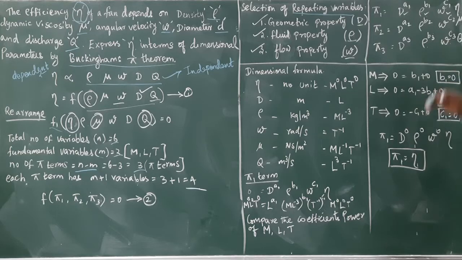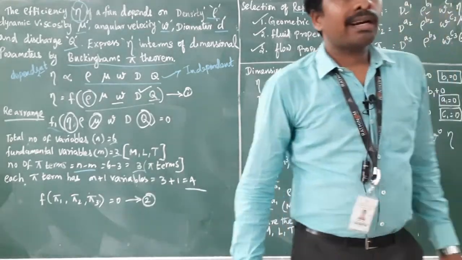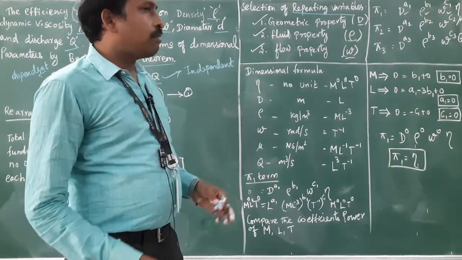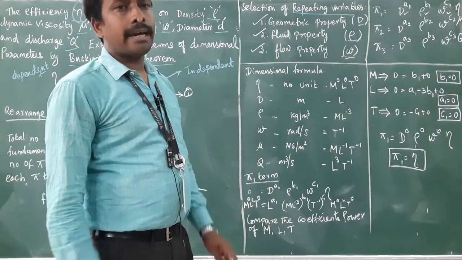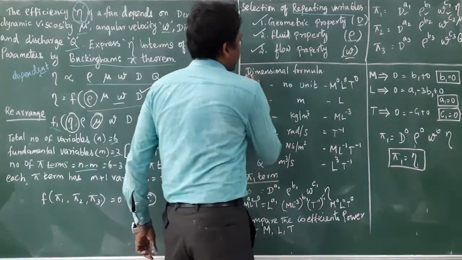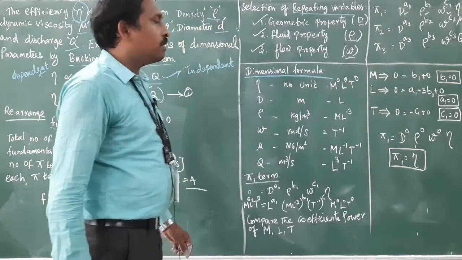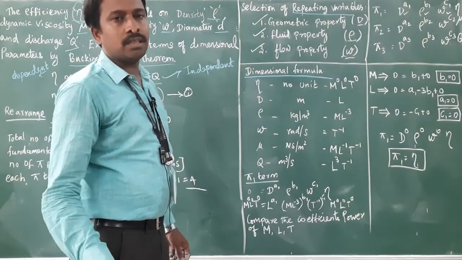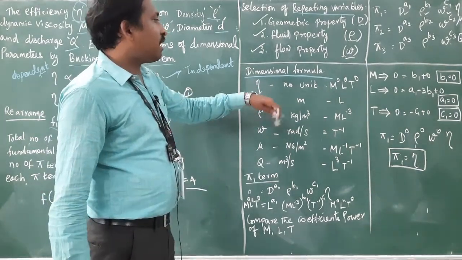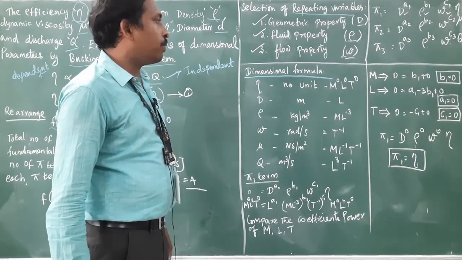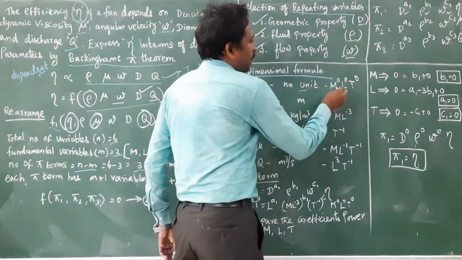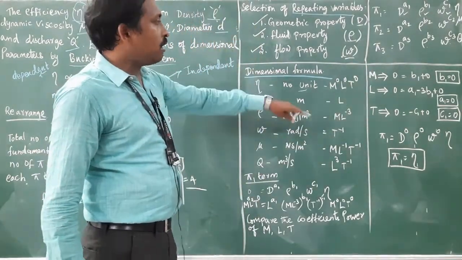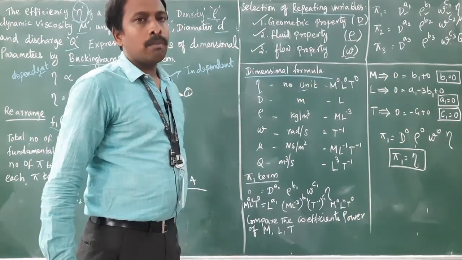Okay. Next step, we need to write all the variables' dimensional formulas. The dimensional formula is very important for this dimensional analysis. So we need to write the dimensional formulas carefully. First one, eta. Eta has no unit. Eta means efficiency. Efficiency is generally denoted by percentage, which has no unit. The no unit can be denoted by M power 0, L power 0 and T power 0, because we are defining all the terms in terms of mass, length and time.